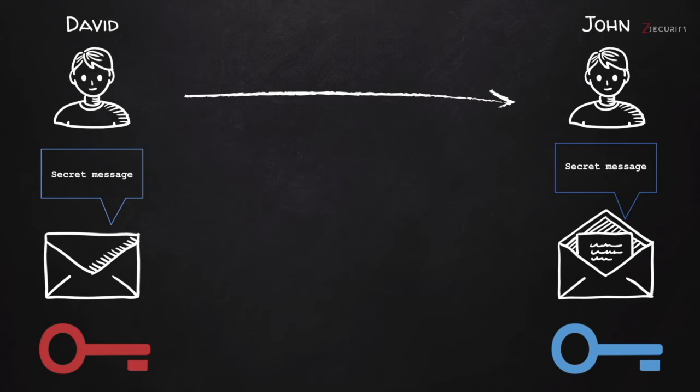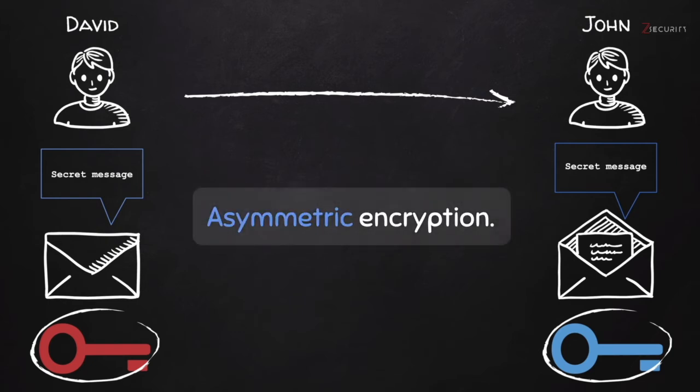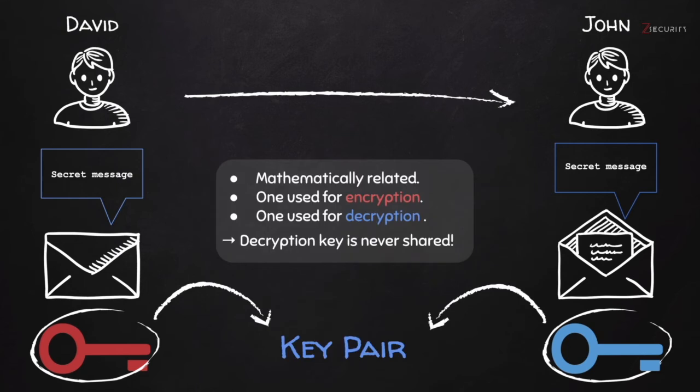So as you can see in this encryption, two different keys are used, and hence the name asymmetric encryption. Now these two keys are referred to as a key pair. They are mathematically related. One is used for encrypting the message and the other is used for decryption. Therefore, the decryption key is never shared, and that's why it's more secure. Now you're thinking, if the decryption key is never shared, how is this going to work?